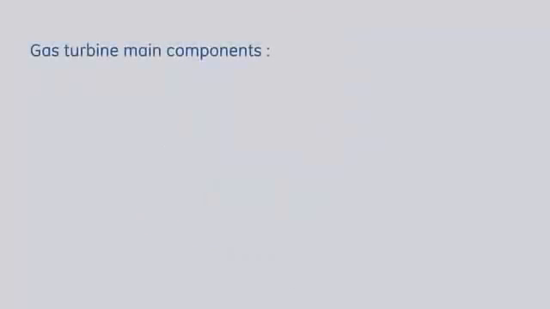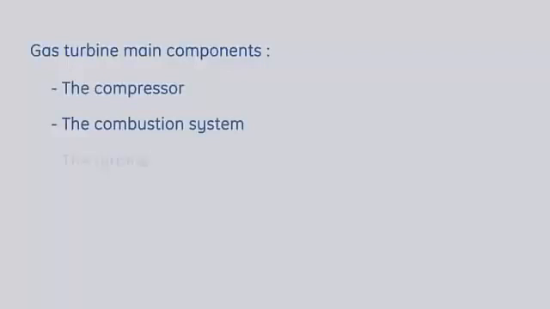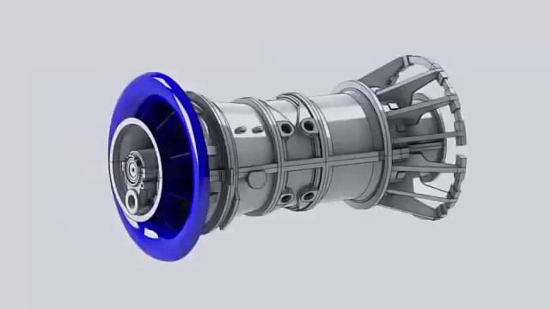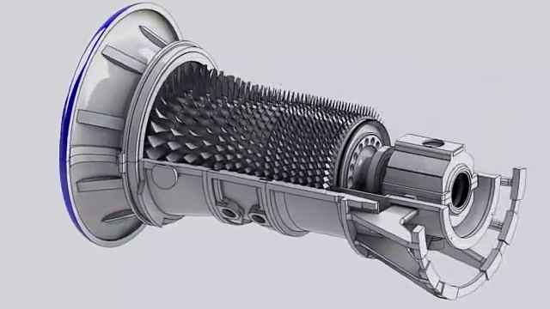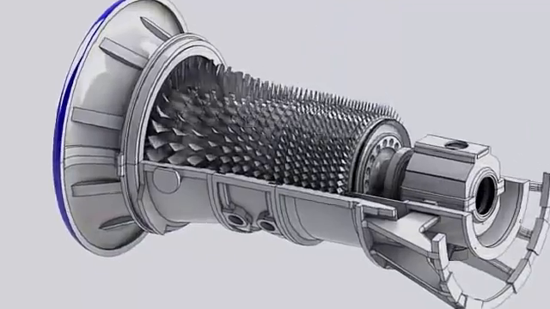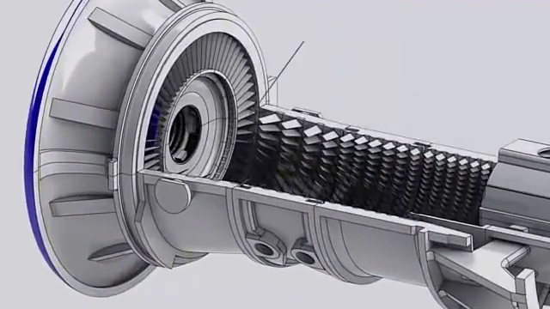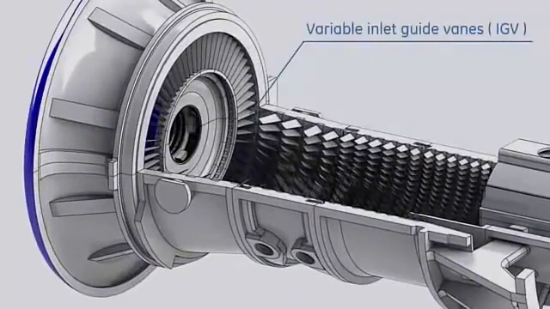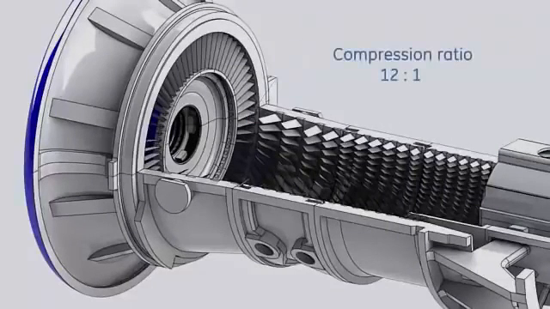This gas turbine consists of the following main components: the compressor, the combustion system, the turbine, the exhaust assembly, and the bearings. The compressor is a 17 stages axial flow compressor with variable inlet guide vanes. Air is compressed to a pressure ratio of 12:1.